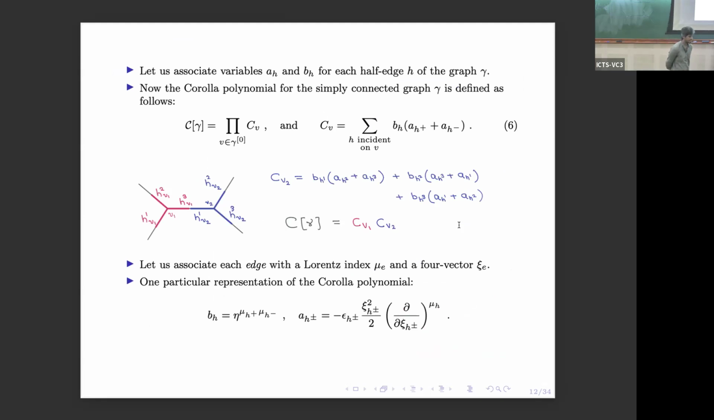Sum is over H. Yeah, the sum is over all the half edges incident on the vertex V. So only sum over things in common? No, it's like all 3 of them. All 3 of them, yeah. But the sign, where is it coming from? Yes, the sign and all comes later on.